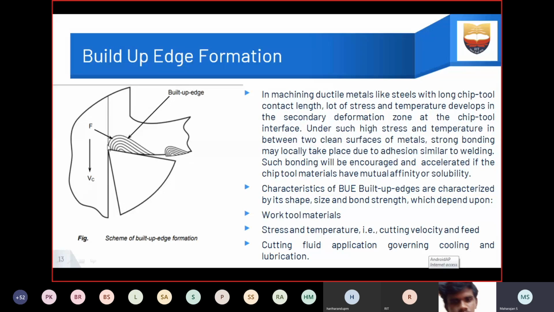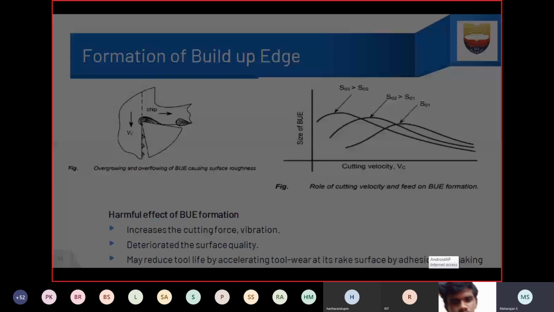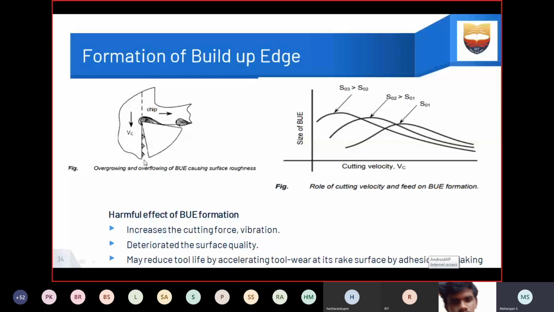The build-up edge comes inside the flank face of the tool and lies on the machined surface of the work material. So the machined work surface will be getting detrimental. This is a major problem in build-up edge formation. This is how I explain build-up edge formation and how it affects the surface quality of the material.